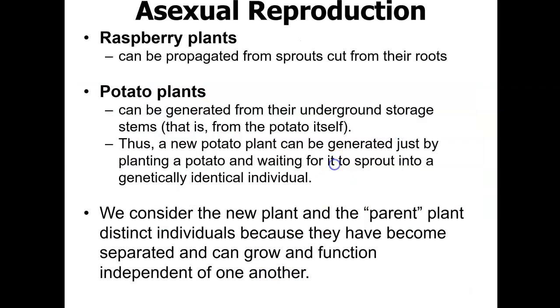So with asexual reproduction, like we said, examples were the raspberry plant, and so it can be propagated from the sprouts if you cut from the roots. And so you're able to take these and replant these and create more raspberry plants with those. With potatoes, these can be generated from their underground storage stems. That's going to be the main potato itself. And then that new potato plant can be generated just by planting that potato or that section under the ground, and it creates a genetically identical plant there.